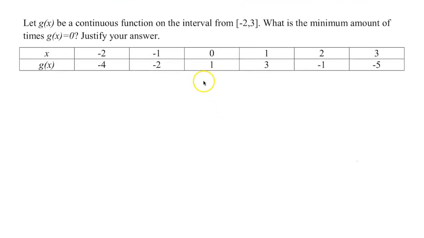And our last one here, with a little twist on it: let g of x be a continuous function on the interval from -2 to 3. What is the minimum amount of times g of x equals 0? So we're going to do IVT, but we're also going to add in the existence of zeros theorem. So again, we're going from -2 to 3, from here all the way to there. They want to know what's the minimum amount of times g of x equals 0.